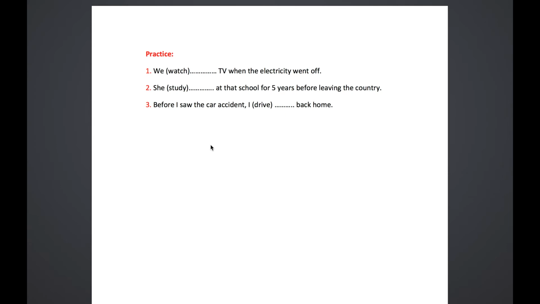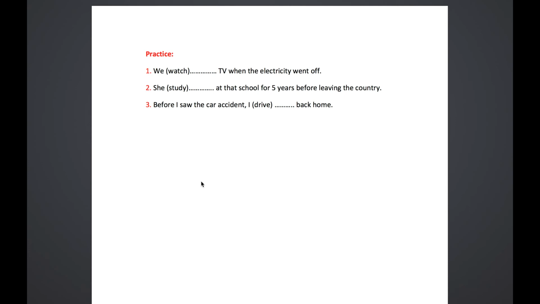She studied blank at that school for 5 years, which shows the duration of time before leaving the country. She had been studying at that school for 5 years. She is no longer studying there. She left the country maybe. Now she's living in another country. So here the action was interrupted and stopped, and the second action started, which is living in another country.